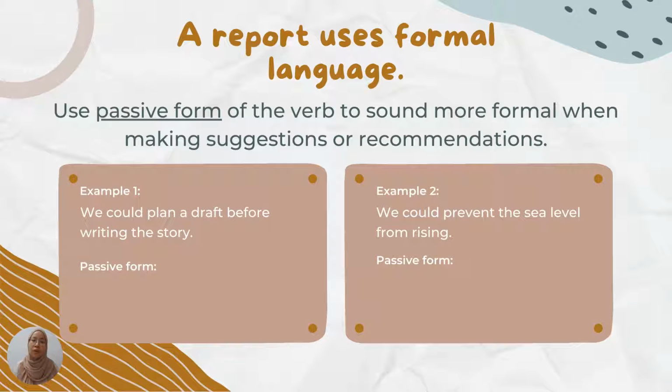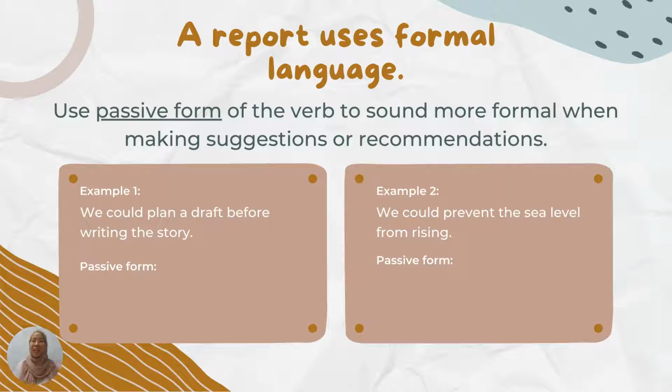We could plan a draft before writing the story. This is an active sentence because we have the subject at the front, which is we, and then we have the verb, could plan, and the object, a draft. So how to change this sentence into passive form? Easy. In terms of writing a report, for making suggestions or recommendations, you can just exclude the subject. In this case, we cut out the word we, and then we put the object, a draft, in the position of the subject that we just cut out of the sentence, followed by the passive form of the verb could plan, and the rest of the sentence or phrases.